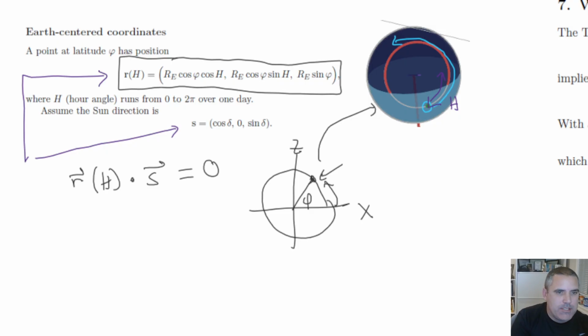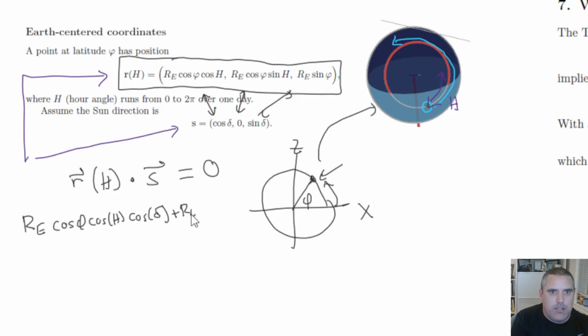Okay, so in order for this to be 0, we're going to have this dotted with this, plus this dotted with that, plus this dotted with this. Those have to add up to 0. So you get the radius of the Earth times cosine of phi times cosine of h, that's the rotation angle, times cosine of delta, that's the angle of declination, plus R_E sine of phi, sine of delta, has to be 0.